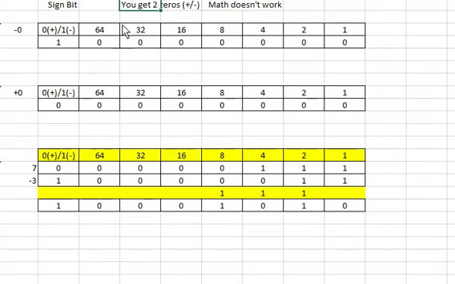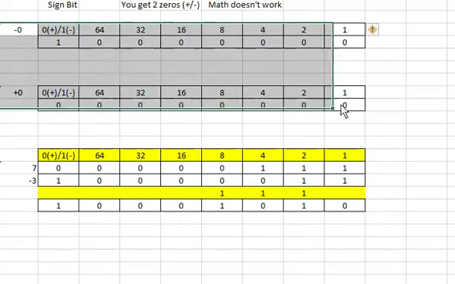You get two zeros, and the math doesn't work. I mean, they're the major problems, really. So that's not how we do it. But they're the two things you might need to write in the exam. You get 2 zeros, the math doesn't work. It also, because it has 2 zeros, you lose a number.